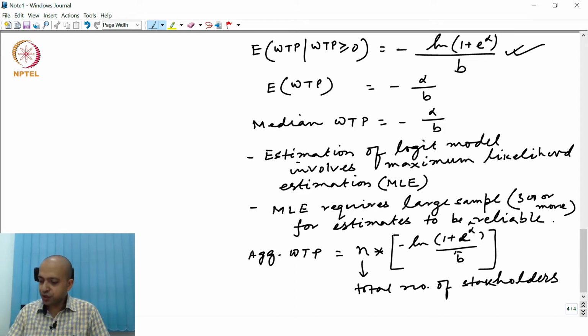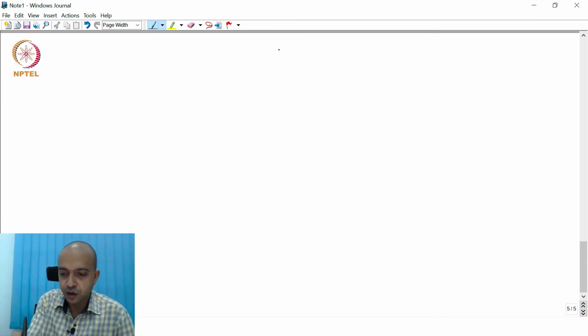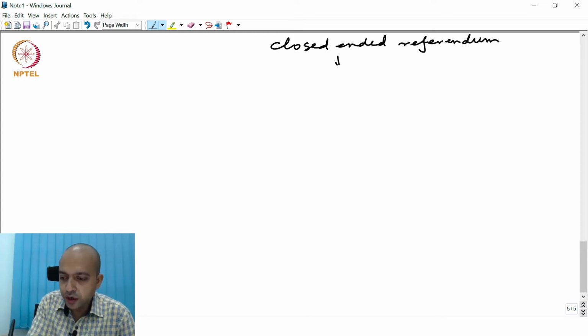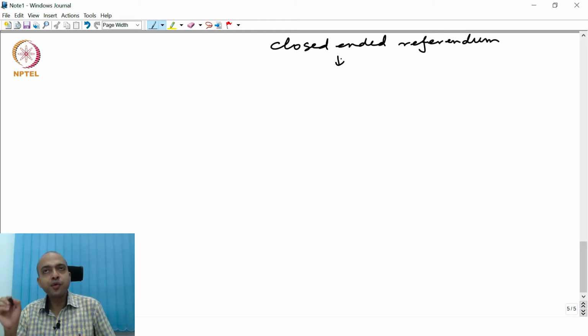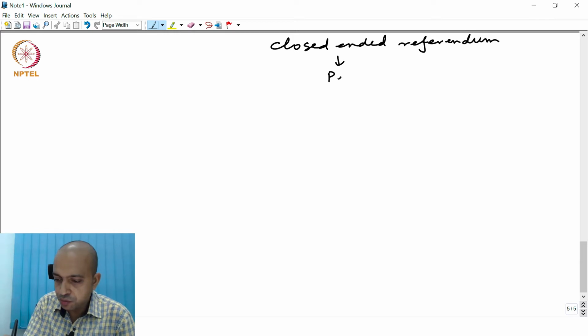Now we have estimated this model using a closed-ended referendum, as I said earlier. And in this closed-ended referendum, what is the problem? We have a problem of partial observability. So this is the problem, partial observability.